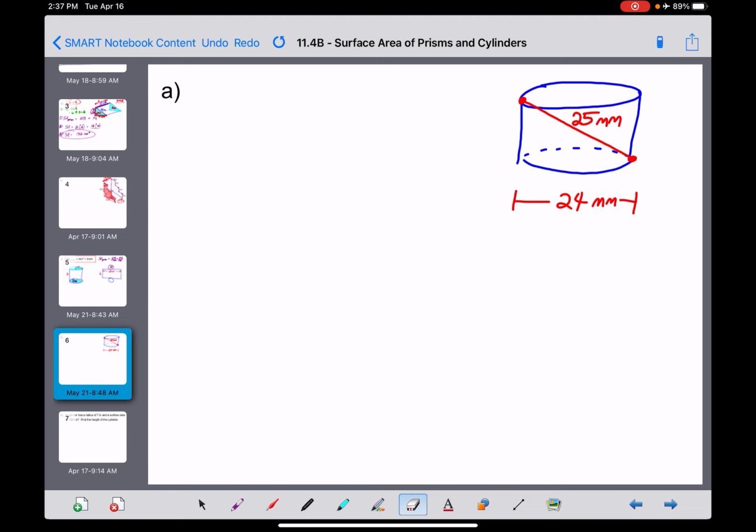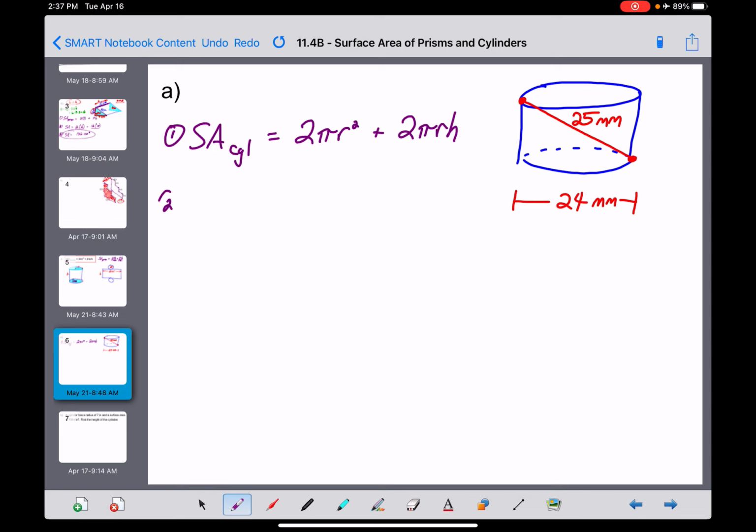I tried really hard to make this problem difficult. I don't know that I did. All right, so what are we dealing with here, guys? Kind of looks like a hockey puck. It's kind of a short little cylinder here. So let's deal with our formula. Surface area of a cylinder was equal to 2 pi r squared plus 2 pi r h.